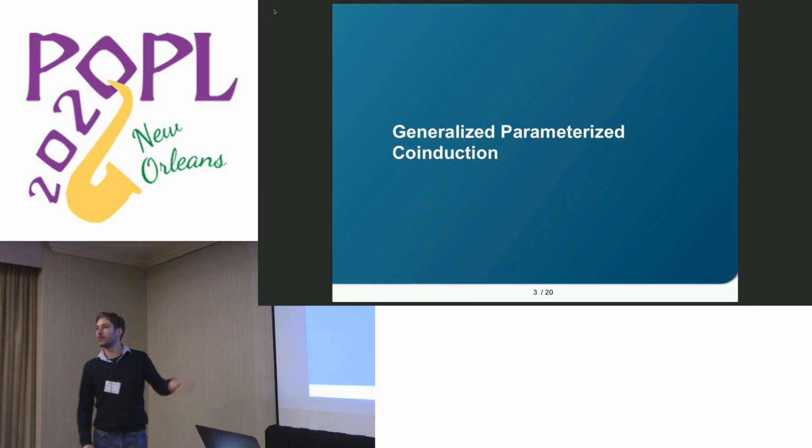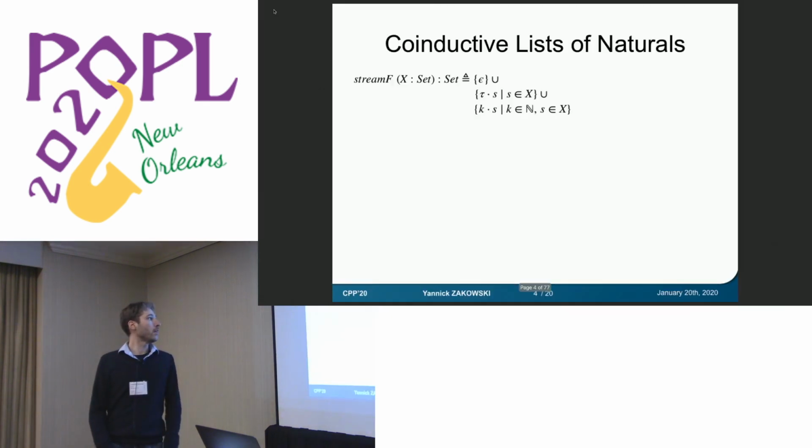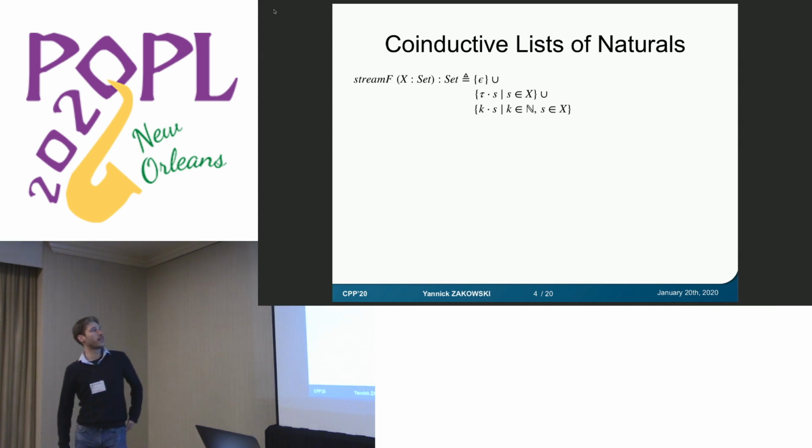All right, so let's start with GPaco. In order to make things a bit concrete, we will work with a very simple data type, which is finite or infinite lists of naturals.